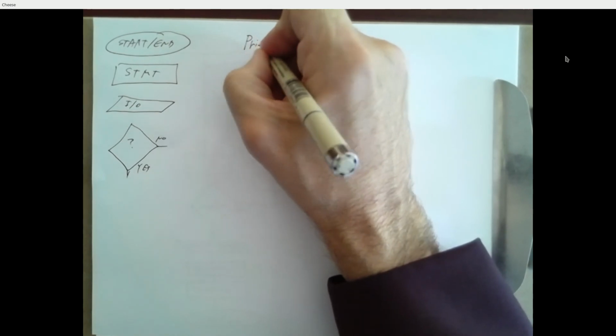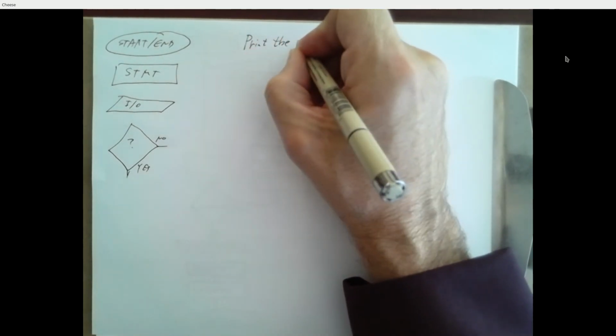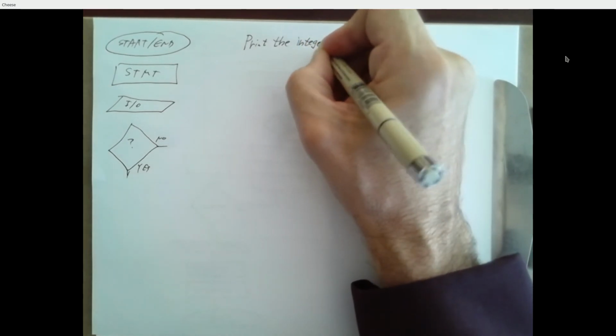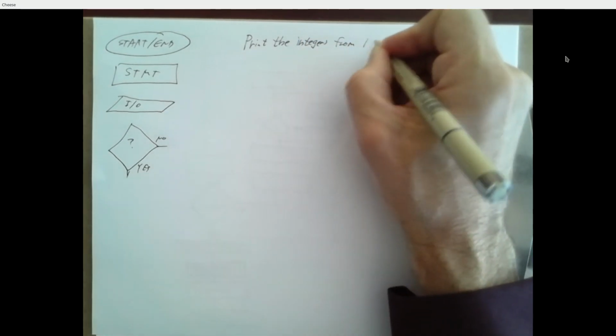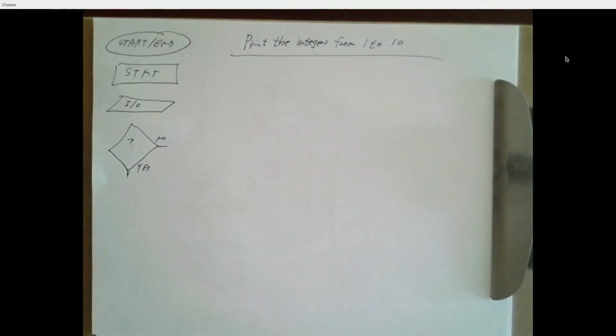So let's try one of these together. Let's write a flowchart for a program that will print the numbers from 1 to 10. There's an easy way to do this: we could just say print 1, print 2, print 3. But that's not what I'm looking for. I'm looking for something one step up from that, which is to use some kind of looping and logic to print out the numbers from 1 to 10 without explicitly saying print the number 1, the number 2, the number 3. So I'm looking for some looping and some variables and things like that.